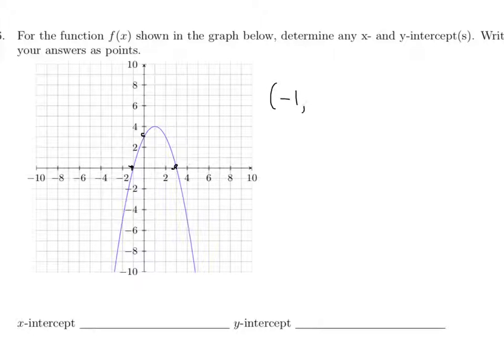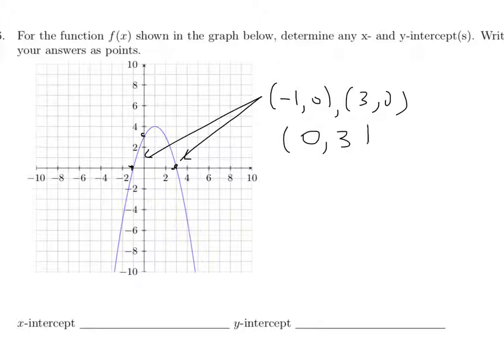My x-intercepts are (-1, 0) and (3, 0) from these 2 points. And my y-intercept is the point (0, 3) from this point.